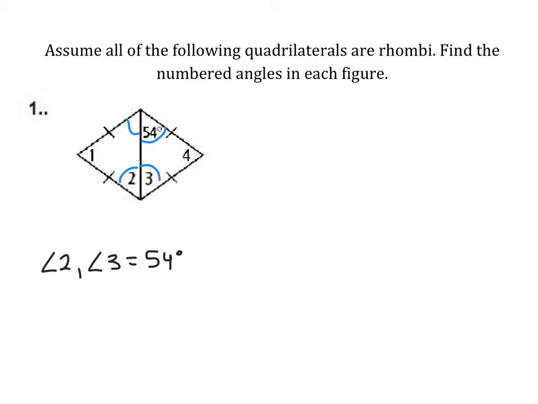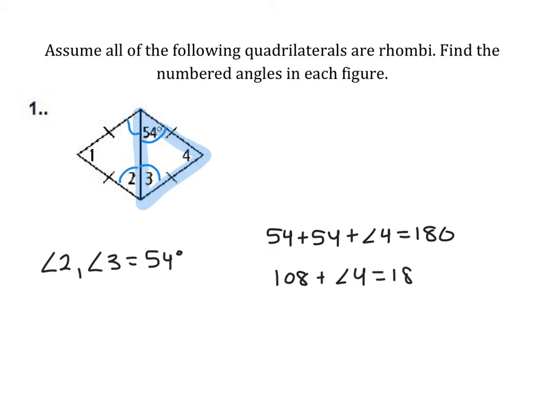So another really common strategy we're going to use with these is looking for triangles, because we know the triangle sum theorem that the three angles of a triangle should add up to 180. So we can make the equation 54 plus 54, which is angle 3, plus angle 4 equals 180. We can combine like terms, and we can say that angle 4 equals 72 degrees. And we know that because a rhombus is a type of parallelogram, opposite angles are congruent, so we know that angle 1 is also 72 degrees. And there you have it.